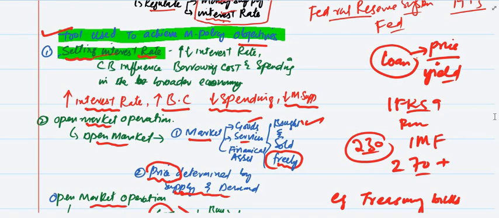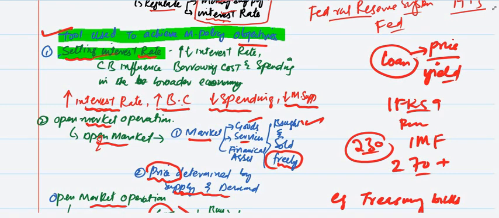in the economy. How? If we increase the interest rate, then our borrowing cost will also increase, because we have to pay more money for the loan we are taking. And if our borrowing cost is increasing, then we will reduce the borrowing, and definitely the spending in the economy will be reduced, and the money supply will also reduce because of the borrowing cost.